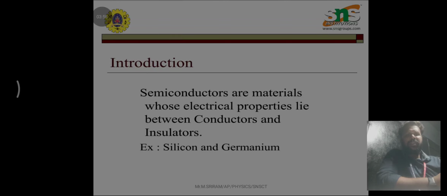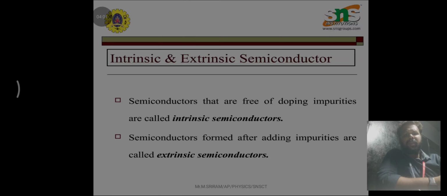Based on purity, semiconductors are classified into 2 categories: intrinsic semiconductors and extrinsic semiconductors. Semiconductors that are free of doping impurities are called intrinsic semiconductors. This extremely pure form, without addition of impurities, is called an intrinsic semiconductor. For example, silicon and germanium.